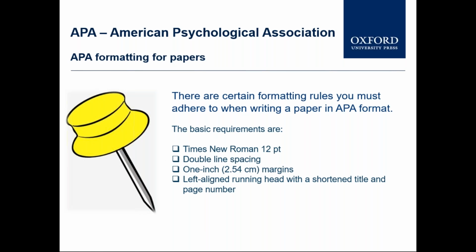Basic requirements for APA are Times Roman 12 point, double line spacing, 1 inch, 2.54 centimeter margins, left aligned, running head with a shortened title and page number. Now, you don't need to memorize this. This is just for me to tell you and for you to know.